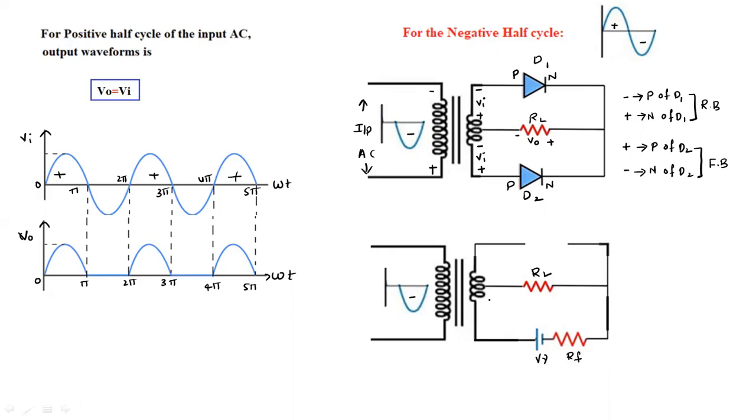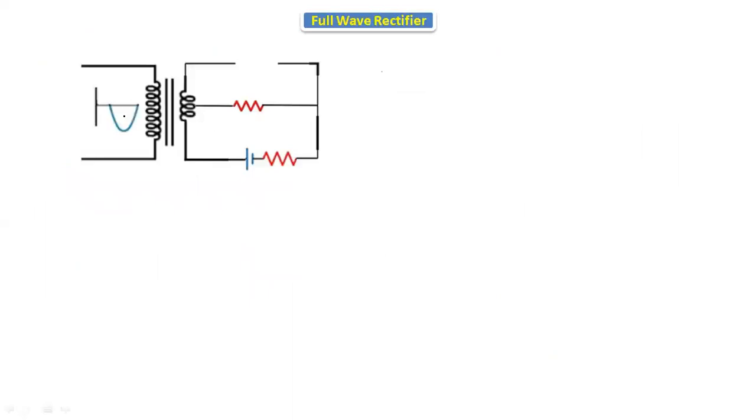Now we'll see what output equations we will get for the negative half cycle. The input supply is AC, that is 230 volts we are giving. As the terminals are reversed, there is a negative terminal and a positive terminal, and the input voltage is VI. Output we will measure across the load resistance. It is V gamma and RF, the forward resistance.